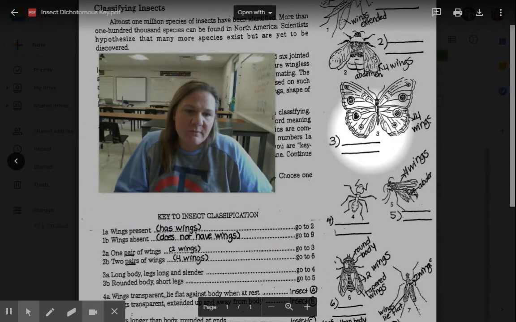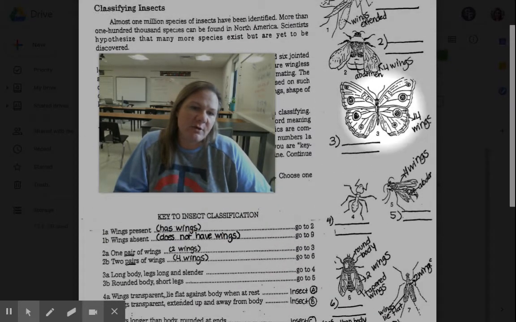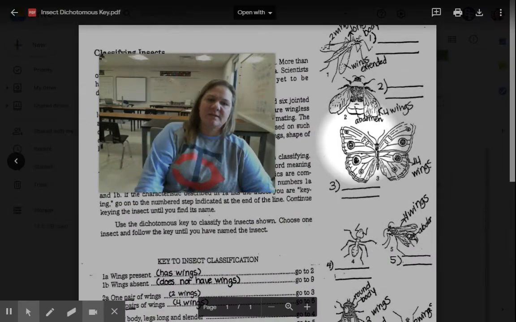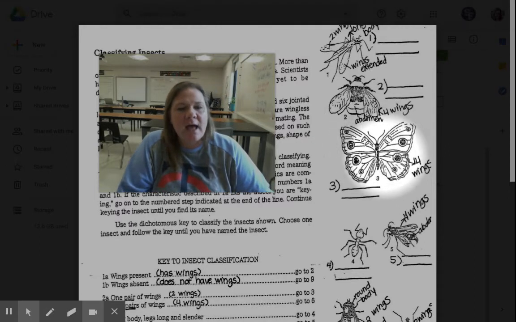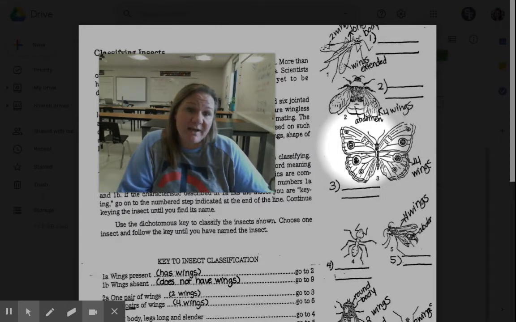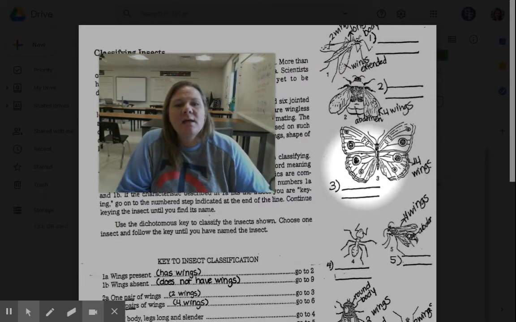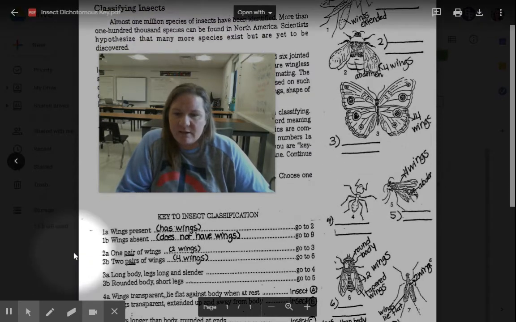Number 3 is a butterfly. By the way, butterflies have the thinner antennas. Moths have more fuzzy antennas. It's kind of how you can tell the difference between those insects in real life. Butterflies and moths both technically have 4 wings. They have an upper wing and a lower wing on each side, and these wings are broad and flat and covered with scales. So even though it's insect number 3, we start at number 1.